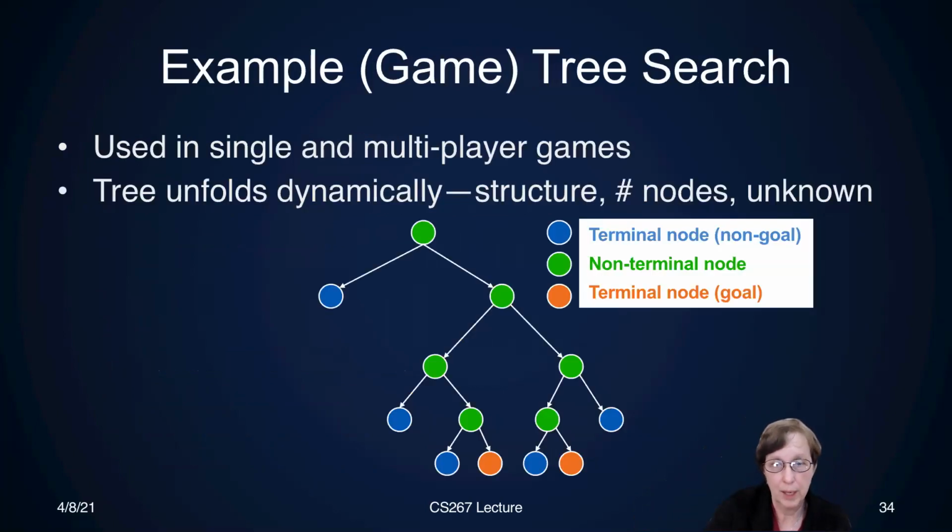So here we've got our game tree search, and we have different types of nodes. We've got the terminal nodes, which can be either a successful node, the goal node, or a non-goal node, the blue and the orange here, that are all the leaves of the tree. And then the internal ones are the non-terminal nodes, the green nodes.